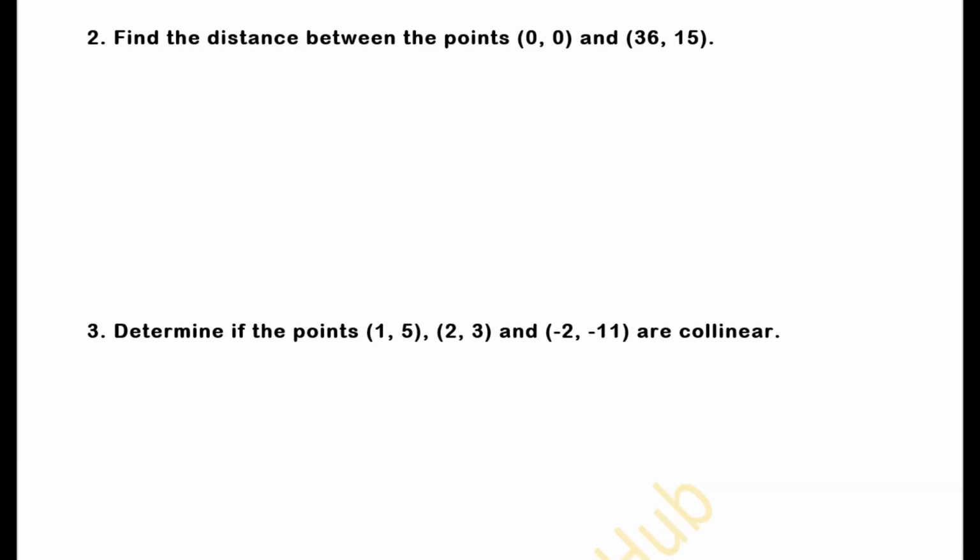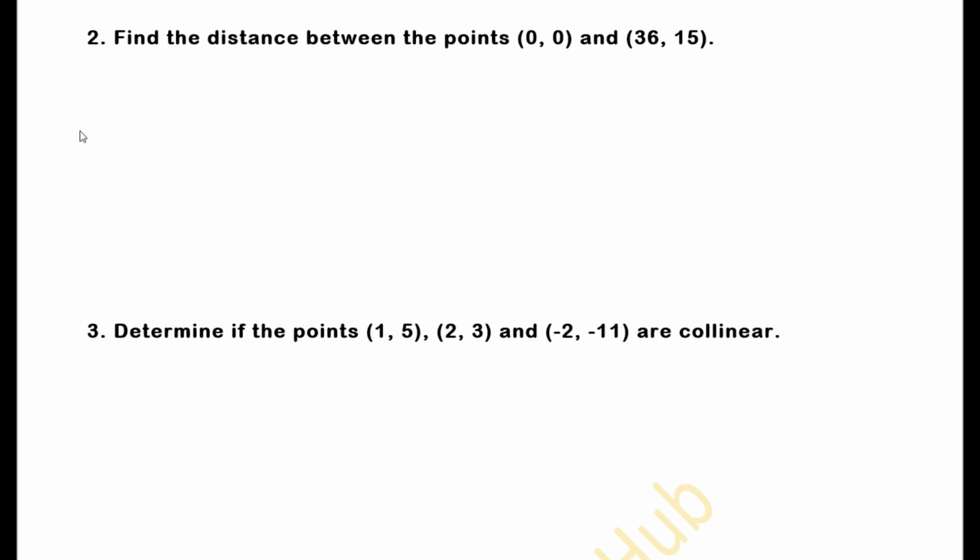Students, now moving to second question of exercise 7.1. Find the distance between the points 0, 0 and 36, 15. Can you now find the distance between two towns A and B? Now consider first point as 0, 0 and the second point as 36, 15. If you apply the distance formula, d equals square root of x2 minus x1 whole square plus y2 minus y1 whole square, you get the answer.